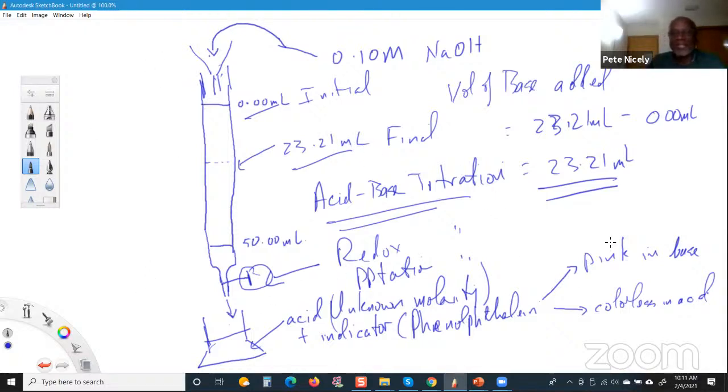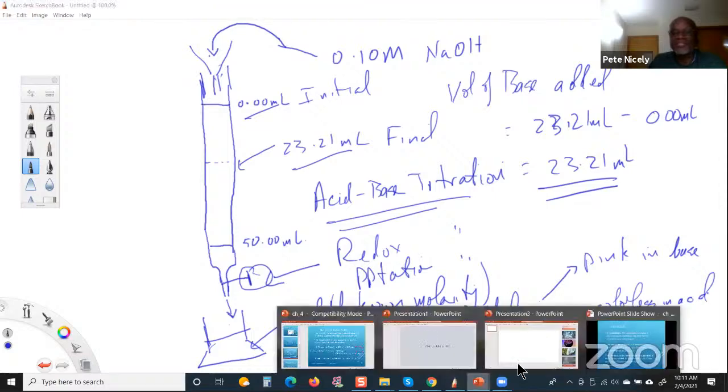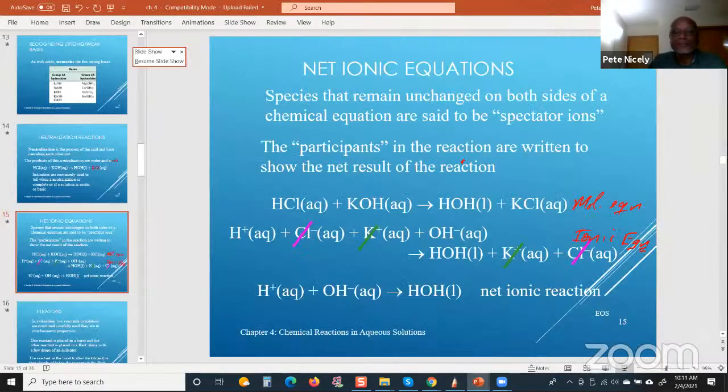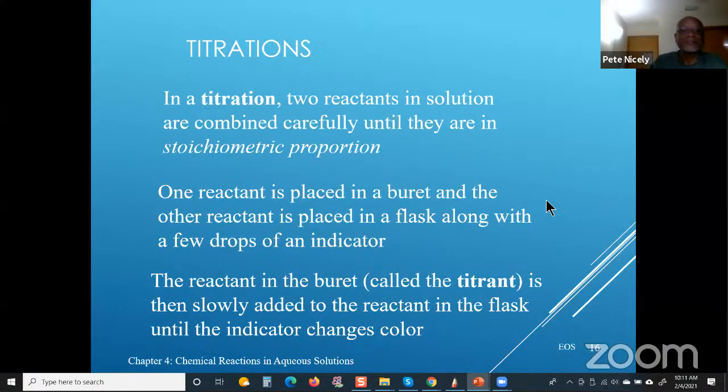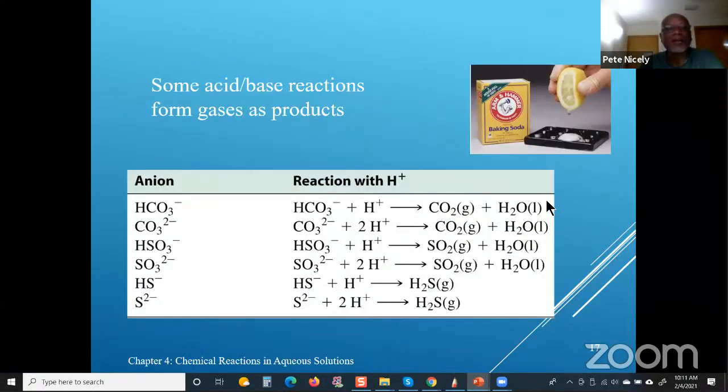Okay, so let me continue our discussion. Okay, so let's talk about some acid-base reactions which involve the formation of gas. Now, there are certain anions which, when you add acid to them, will produce gases, right? And these are the ions that are listed here. And I'm just going to go through each of them so that you have an understanding of what's happening here.